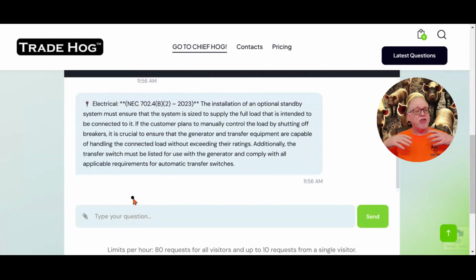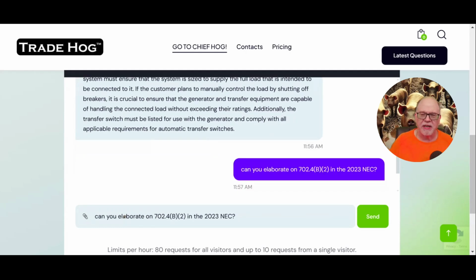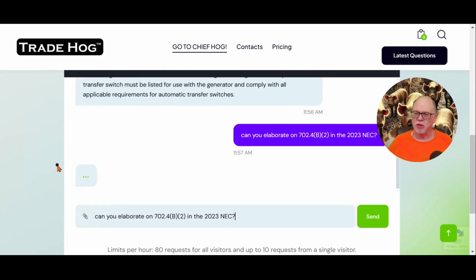So now we can train the hog, and I can say, can you elaborate on 702.4(B)(2) in the 2023 NEC? So I'm training the hog. I'm looking for certain things. It's good information, but we're going to dig deeper. We're going to root a little deeper.